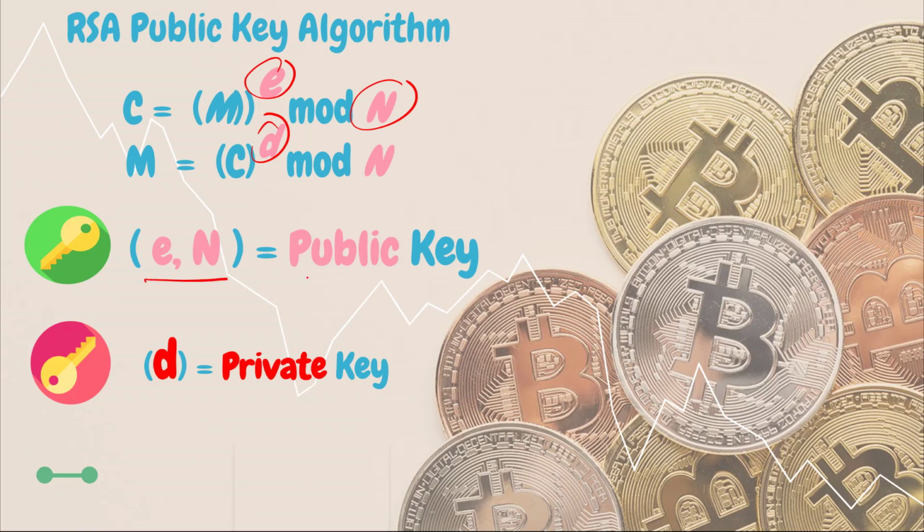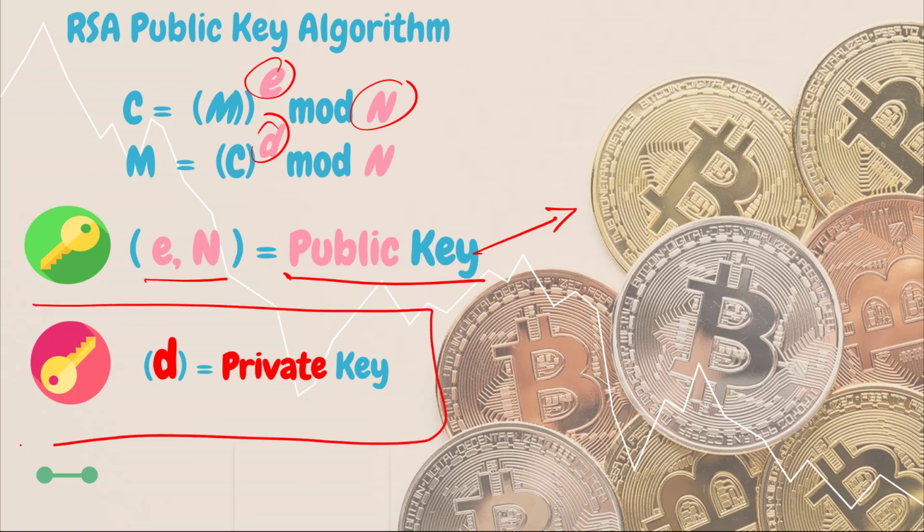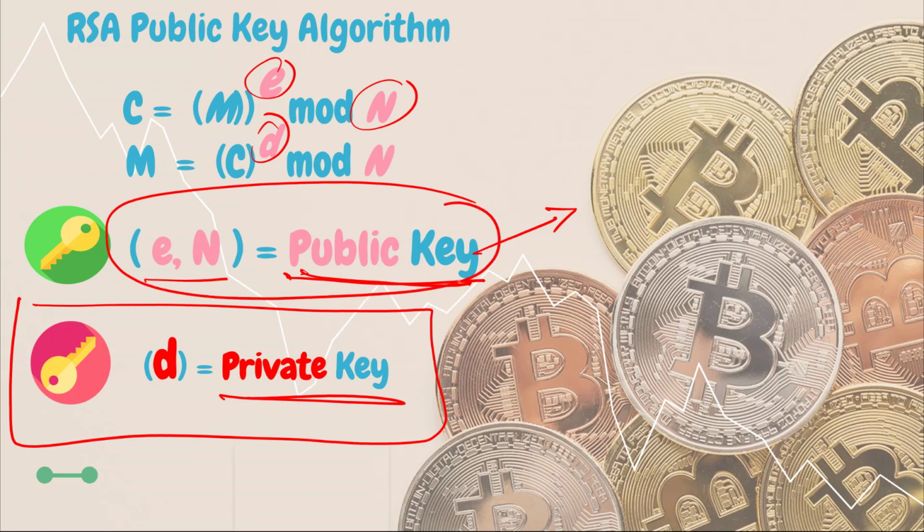Whereas in these three numbers, E and N are the two numbers which we call the public key, meaning they can be shared with the public, everybody knows, and they can use it to encrypt the message. But we keep the D as a private key, and nobody knows it except the user. So if you have this private key, people can use your public key to encrypt the message, and you are the one who can decrypt the message.